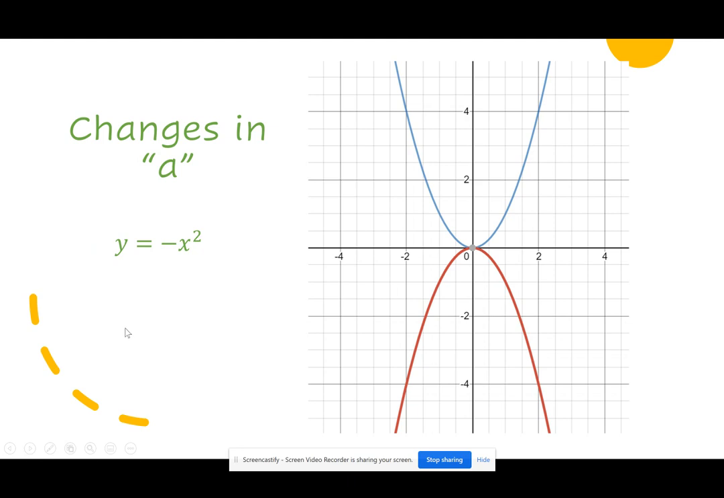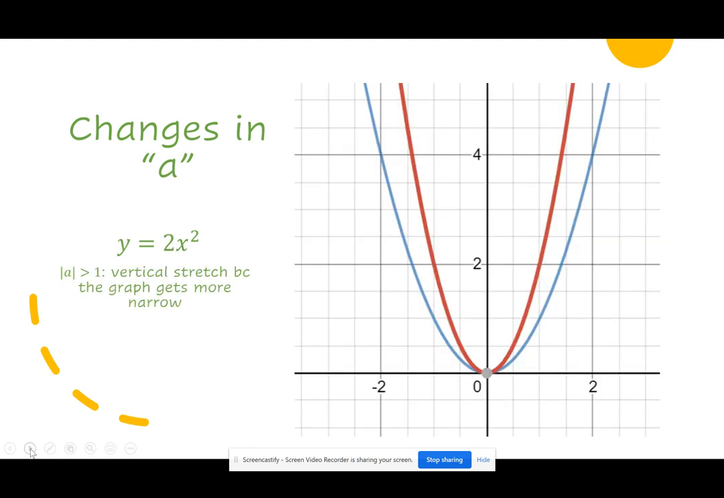This is an example of when our a is negative, so if our sign in front is negative, we keep the same vertex at 0, 0, but it just flips upside down or reflects over the x-axis. Here's where it starts to get confusing for some people. So our absolute value of a, so just ignoring if there's a negative in front of it or not, is greater than 1. So in this case, it's 2. We have a vertical stretch. And if you see here, our graph becomes more narrow. So it's being stretched up taller.